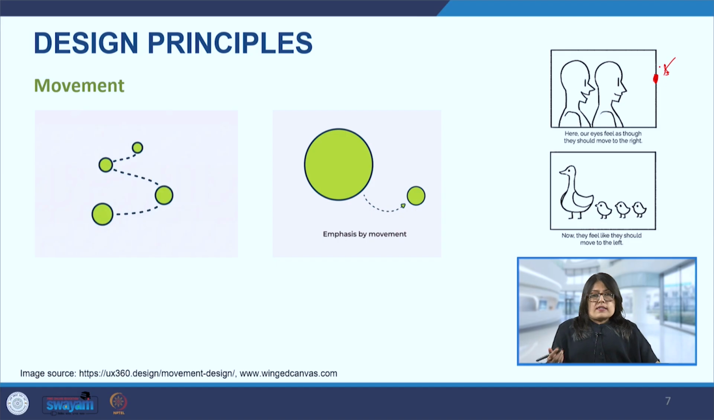So this is an example of implied line, and this is what is also happening here in this particular example, that we are looking at the right side because they are looking towards that direction. So this is how the movement is also created. So the eyes of the user will involuntarily start looking towards the right.